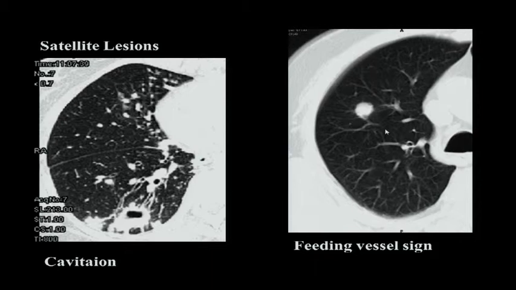Correct. So remember that feeding vessel sign may well be seen in infarcts, because a vessel is leading up to it where it's infarcted, and just beyond the infarcted vessel, you can see that. So while it can be seen in a plethora of findings, it can be seen in masses, in metastases, in AVMs, but can also be seen in infarcts.